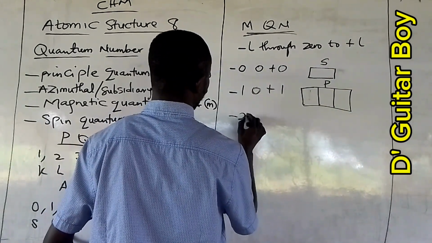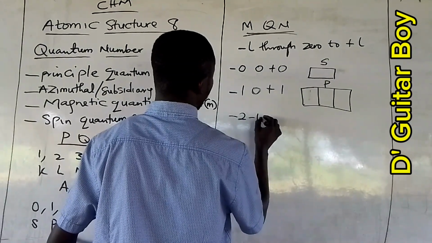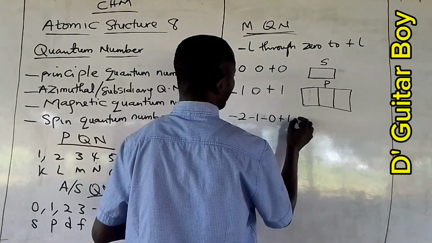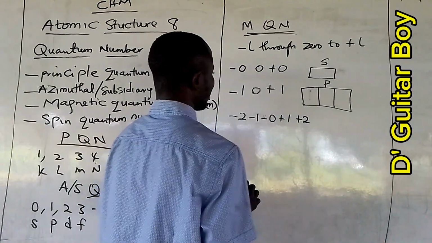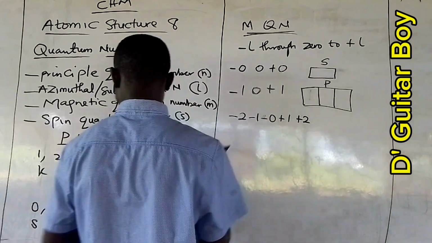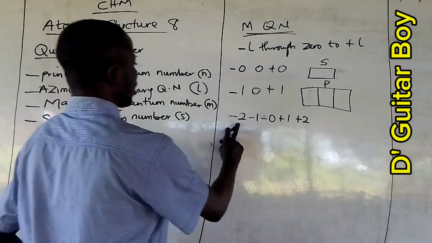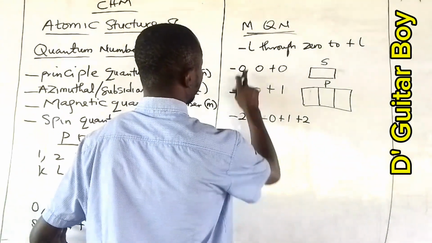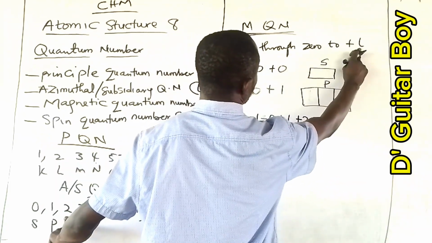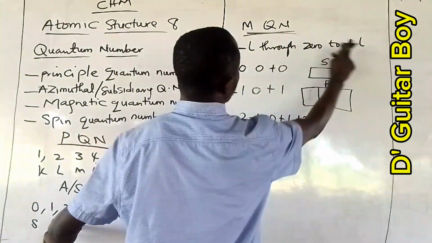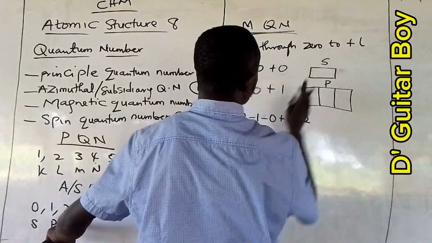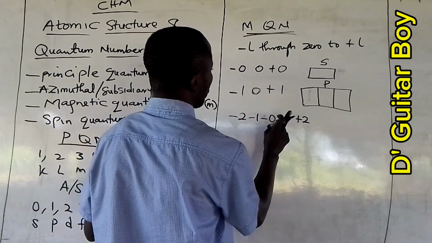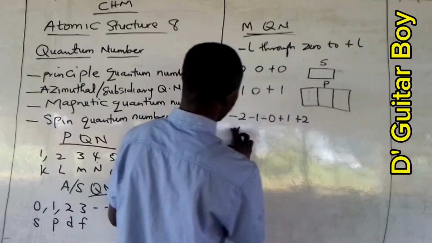So minus 2. After minus 2, you get to minus 1. After minus 1, you get to 0. After 0, you get to plus 1. After plus 1, you get to plus 2. So that is it, because they said minus L through 0 to plus L. For the d orbital, L is 2, so you start with negative 2, end with positive 2, when you take it through 0. So minus 2, minus 1, 0, plus 1, plus 2.